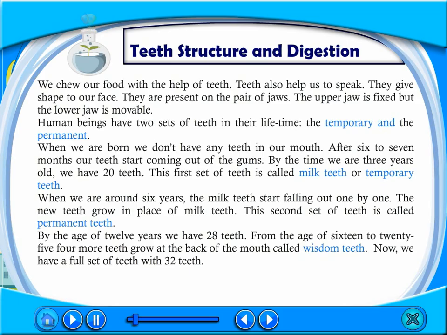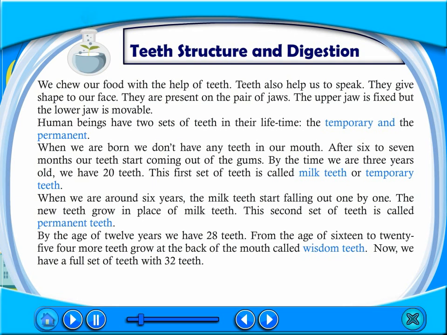Human beings have two sets of teeth in their lifetime, the temporary and the permanent. When we are born, we don't have any teeth in our mouth. After 6 to 7 months, our teeth start coming out of the gums. By the time we are 3 years old, we have 20 teeth. The first set of teeth is called milk teeth or temporary teeth.